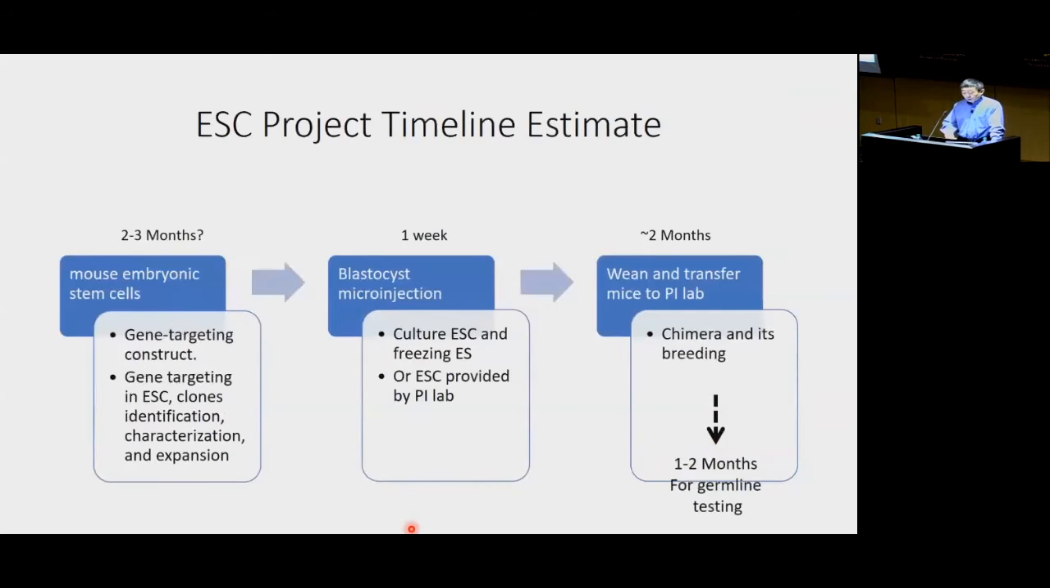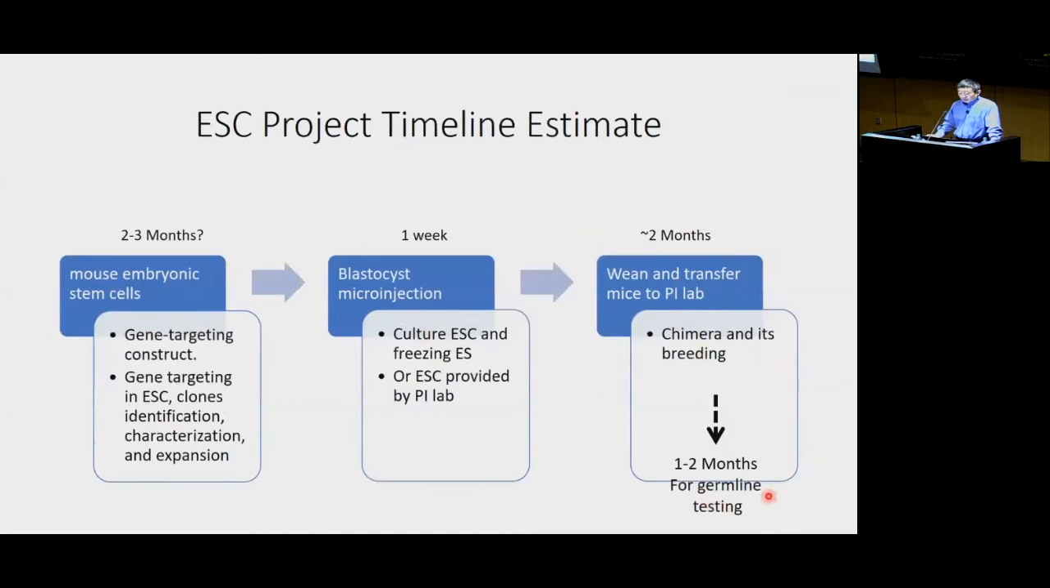For the ESL project timeline, it will take longer for sure. The ESL work is a lot. It can take a few months, either do it here or you go outside. It will take time. For me, it's similar to CRISPR injection. It takes about 1 week. And after I transfer the injected blastocyst into the surrogate mother, it takes 17 days to get the pups born. Take another 21 days to be weaned and sent to you.